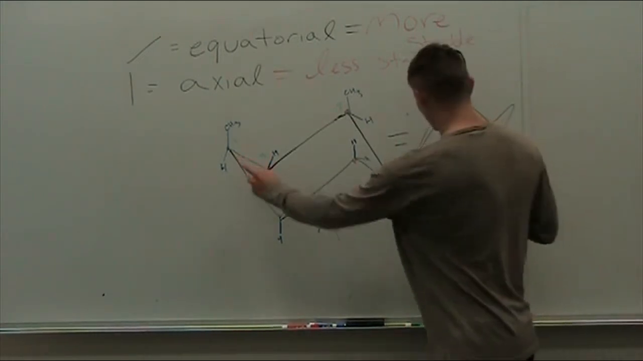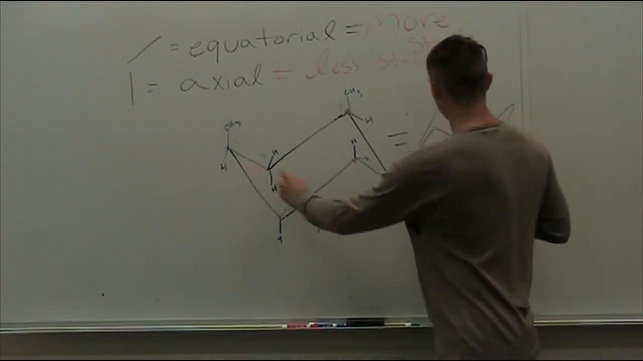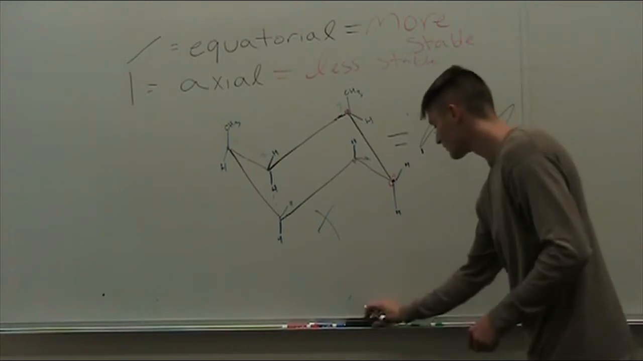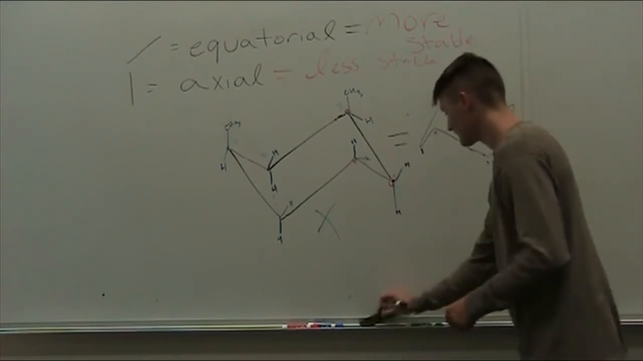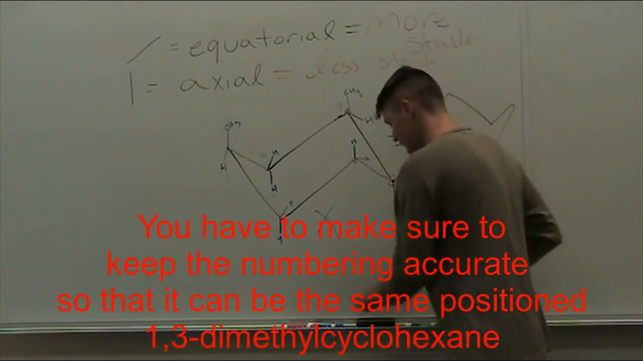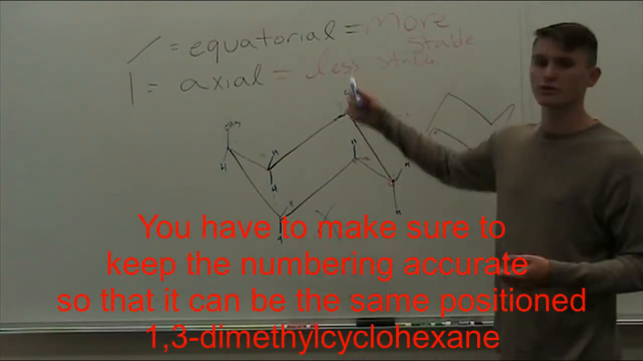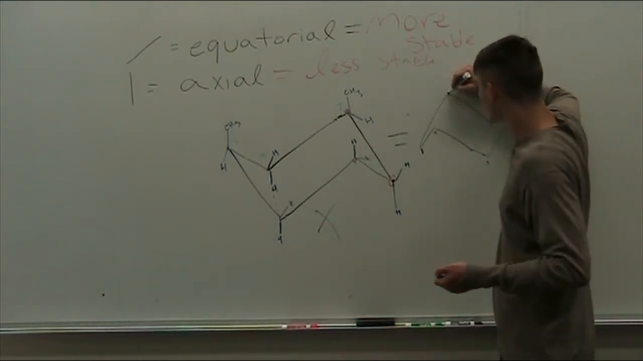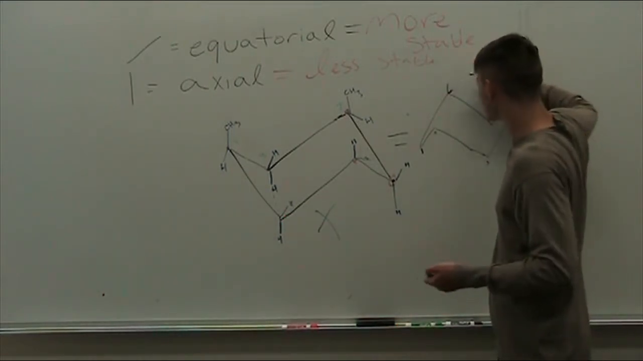So this one is now our 1 carbon. This one right here is now our 2 carbon, and this one right here is our 3 carbon. Hope you guys see that quite well. And so what you're going to do is put your equatorial and axial molecules on it. So we have one axial, we have one equatorial.